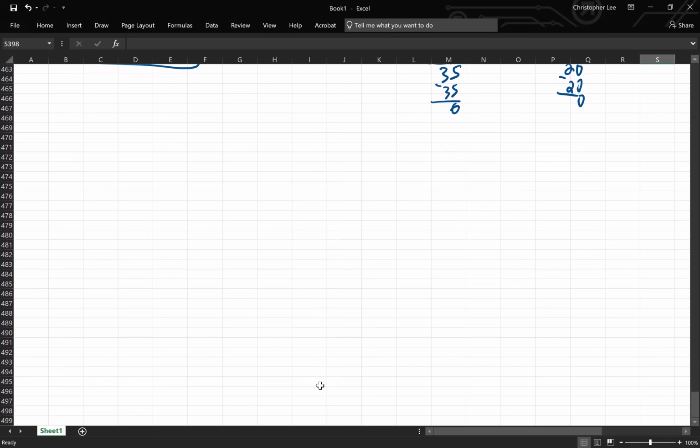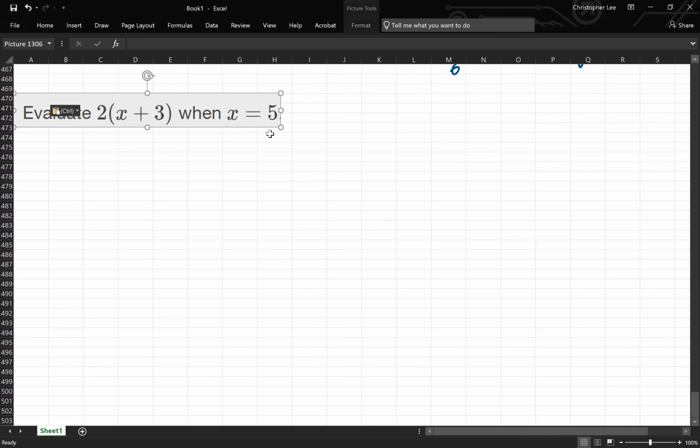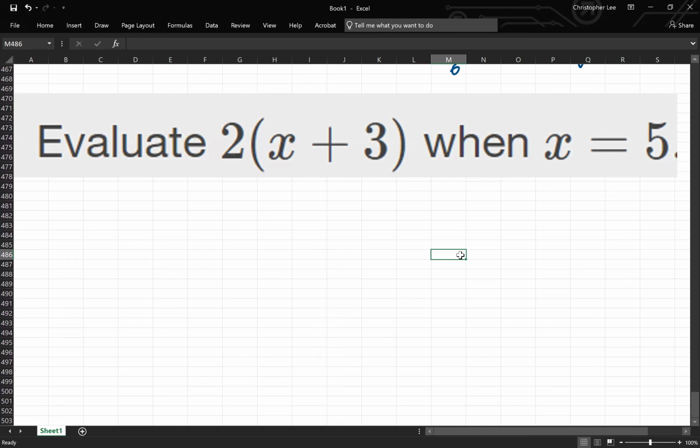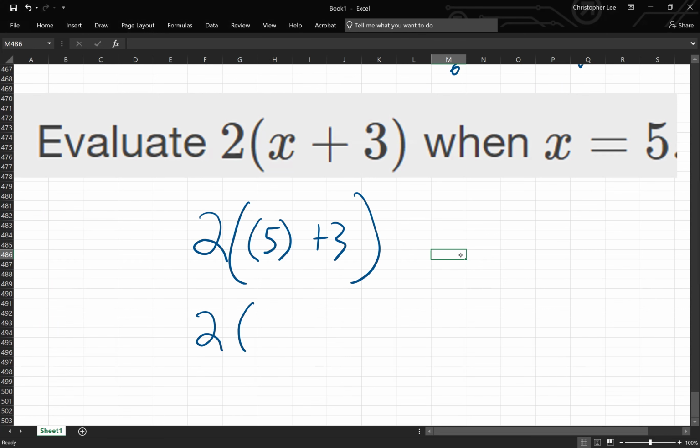So I just wanted to do a quick recap of something that we did yesterday. Just real quick. So I want to evaluate 2 times x plus 3 when x equals 5. Remind me how to do this again? Replace the x with 5. Good. So this becomes 2 open parentheses 5 plus 3, right? And what should I do after this? That's what I'm talking about. So this becomes 2 times 8, which is 16. That's it. That's full credit.